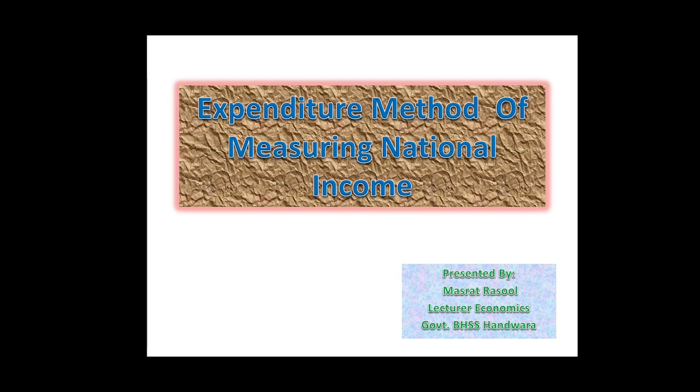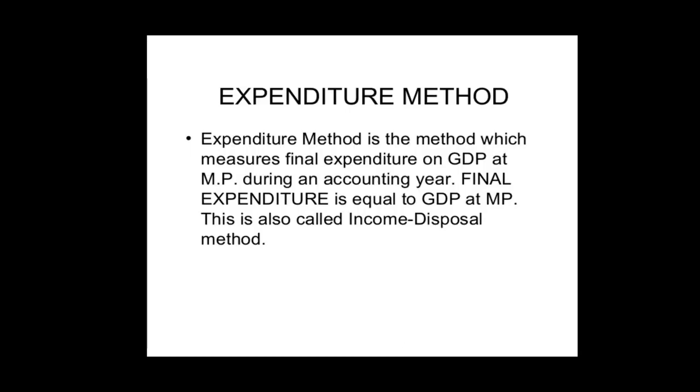In this lecture, we will learn how to measure national income with the help of expenditure approach. Dear students, in our previous lecture, we discussed the income method of measuring national income, and according to income method, as we already discussed, national income is equal to the sum of incomes generated by factors of production in the production process during an accounting year.